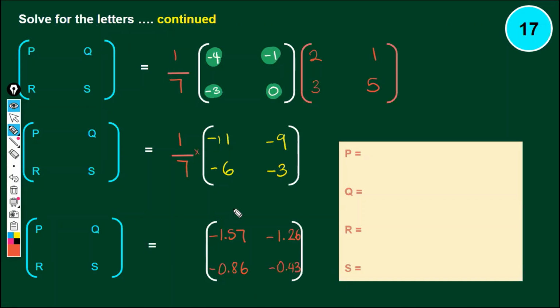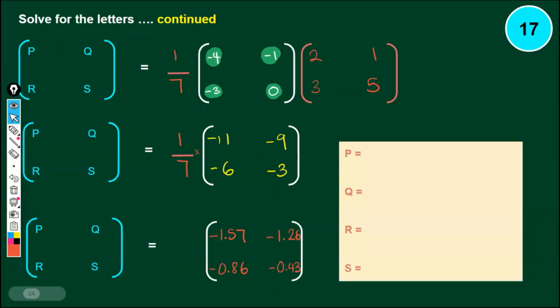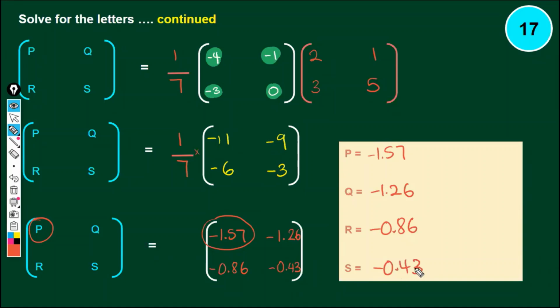Remember in the exam, you try to go to 2 decimal places. Well, we've been through that already. Right? Try to at least go to 2 decimal places properly. So officially, I guess I can write the answers like that, right? This is the answer for P, right? So P is minus 1.57, Q is minus 1.26, R is minus 0.86, and S is minus 0.43.